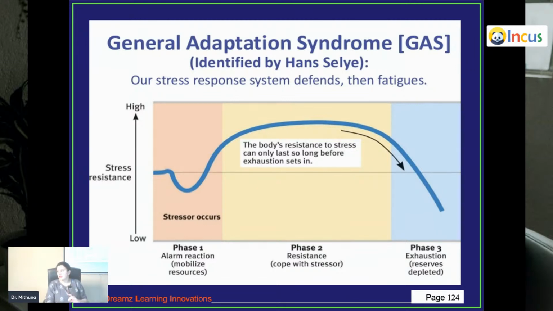That's your third phase, which is exhaustion, where reserves are depleted. All our reserves are depleted. All the energy is gone. And what happens? Your immunity is completely low. You can develop infections. The person can die because of the high cortisol levels. You can have very high blood pressure that can cause immediate death of the patient.